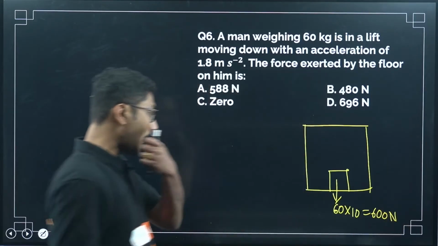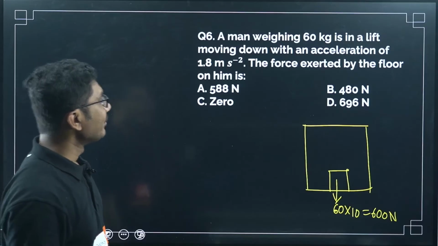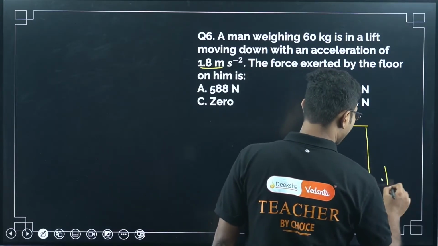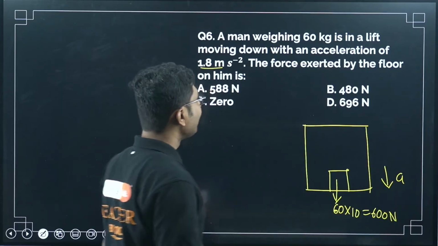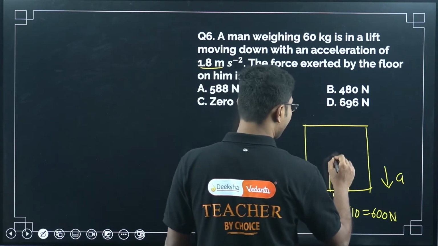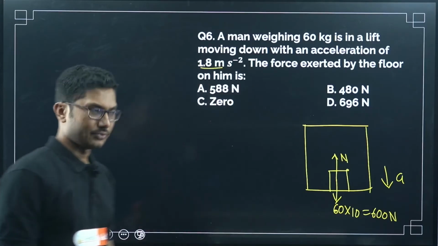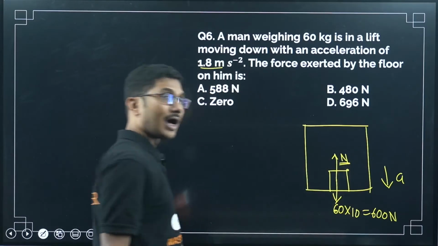Okay, so its weight will be 600 Newton. The lift is accelerating at 1.8 meters per second squared, but it is accelerating downward. So what will be the force exerted by the floor on him? The force exerted by the floor on him, say N, is the normal reaction force, right? So we have to calculate this N. Now how can we calculate it?